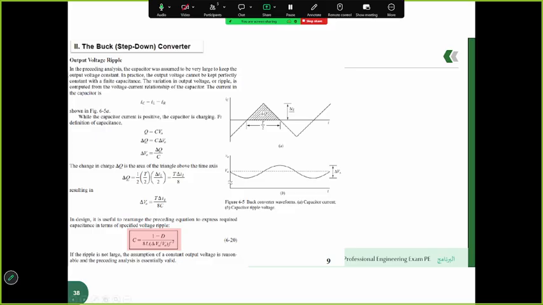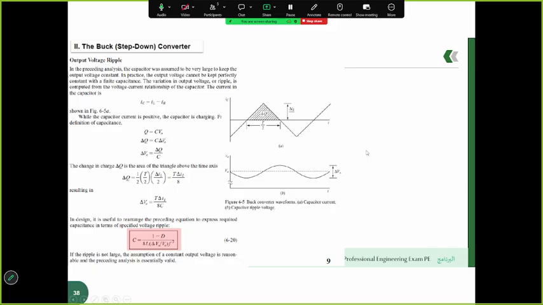As you can see in this equation, the required capacitance depends on the duty cycle D, inductance L, switching frequency F, and the allowable voltage ripple delta V0. These figures also further clarify this concept.